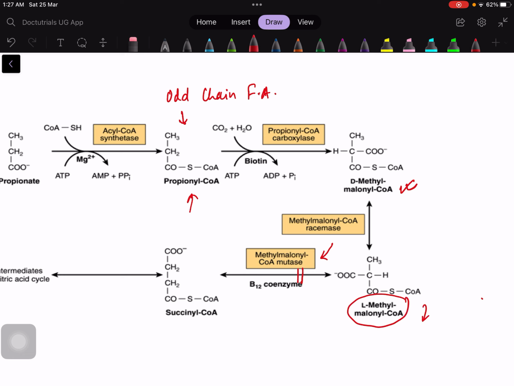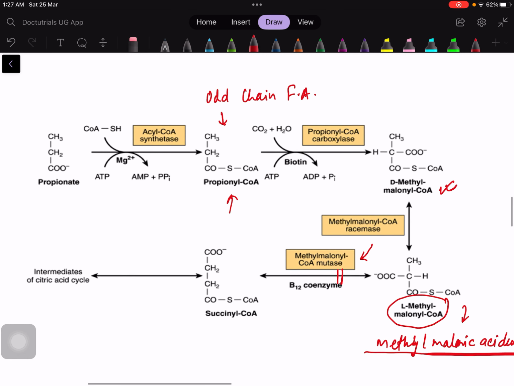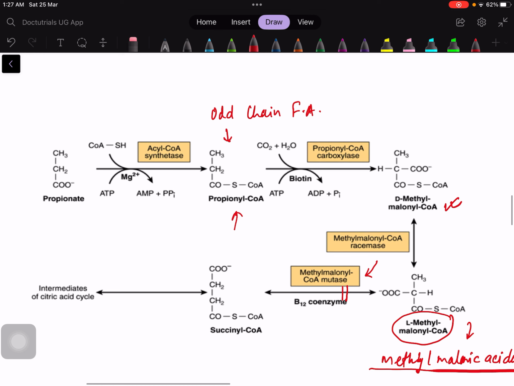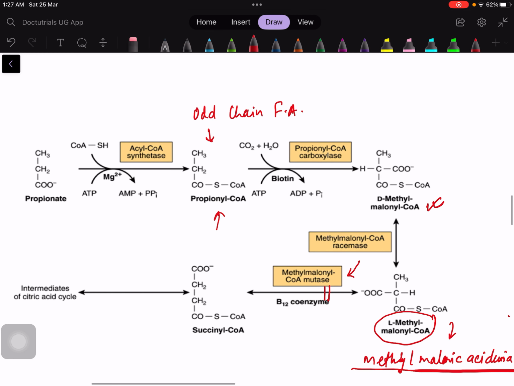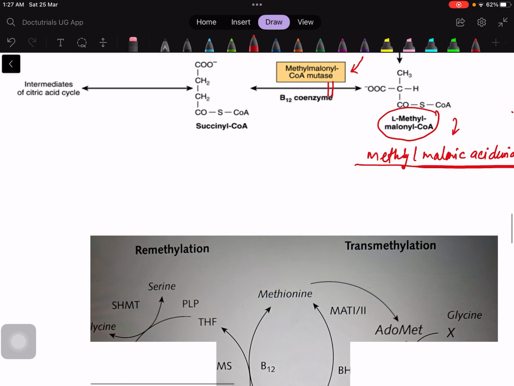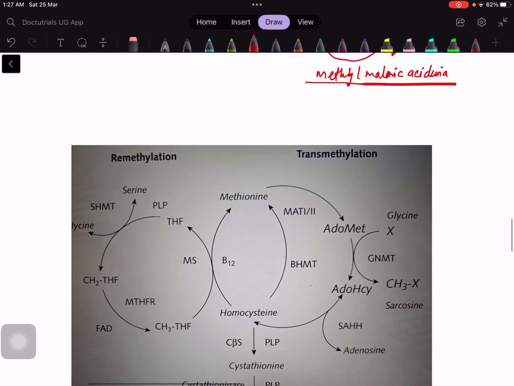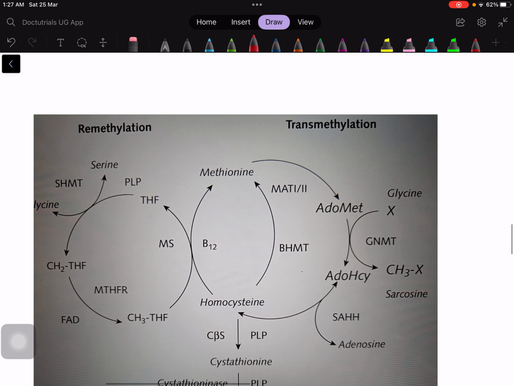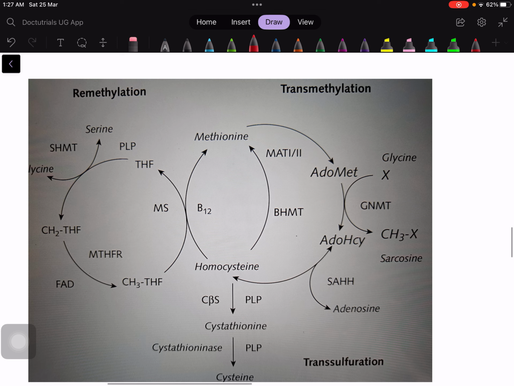It will come out in the urine, resulting in methylmalonic aciduria, which is one of the important findings in B12 deficiency. So the neurological deficit and the methylmalonic aciduria are characteristic of B12 deficiency. Let's look now at the homocystinuria and the folate trap.